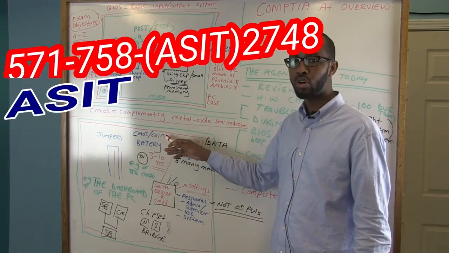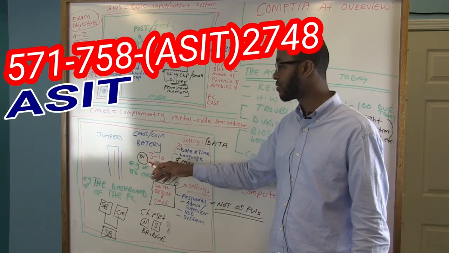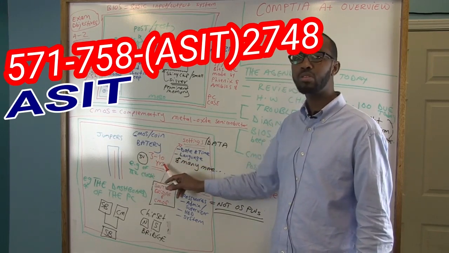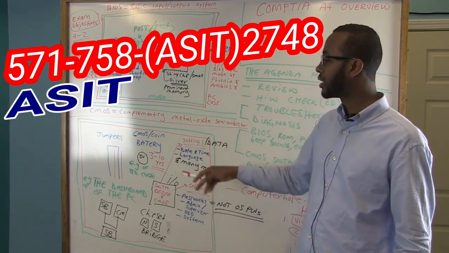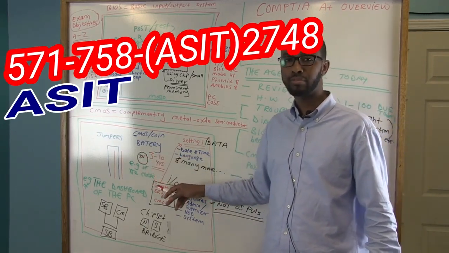And the power to save that and to keep it saved is the battery right here. That's the CMOS or the coin battery, which is 3 volts. This lasts 3 to 10 years. I call it the example of the clock.